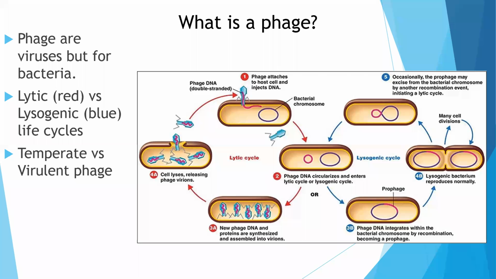So first off, what is a phage? Boiled down, phages are viruses for bacteria. They'll insert their DNA into the bacteria and use it to reproduce. So the phage have two life cycles. They have the lytic life cycle and the lysogenic life cycle.